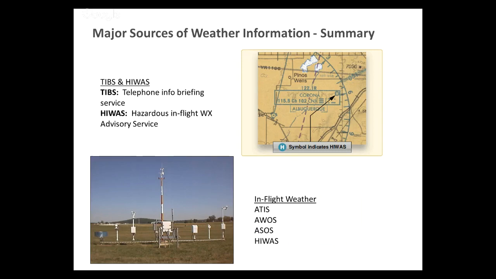HIWAS, similar to TIBS, is pretty much the same thing, but from the air. Say you're flying along and you want to get hazardous weather information, like up-to-the-date hazardous weather information. You look for your nearest VOR station. And if that VOR station has a circular H in its call sign, then you can actually dial up that VOR frequency, in this case 115.5, and listen to a pre-recorded message of hazardous in-flight weather.